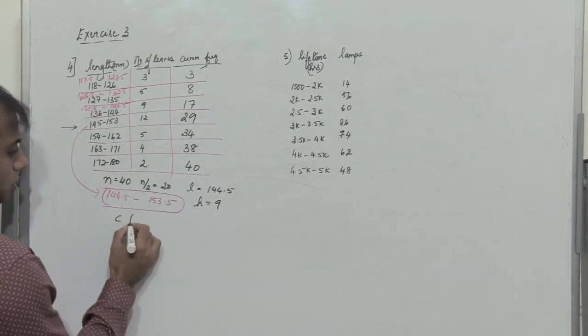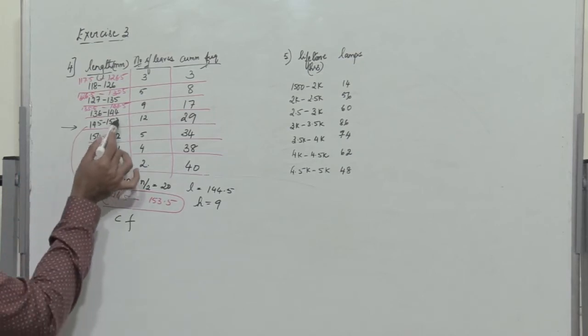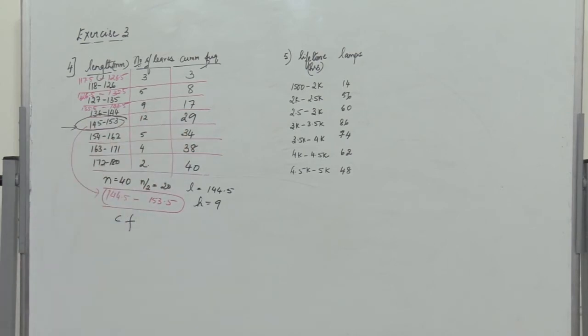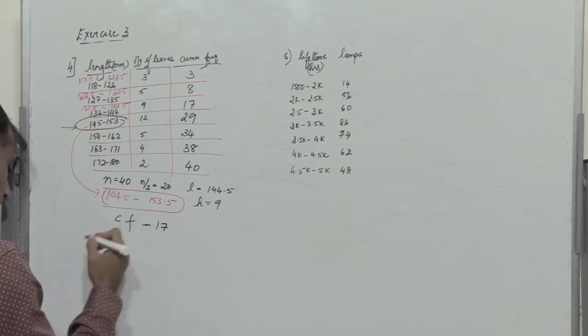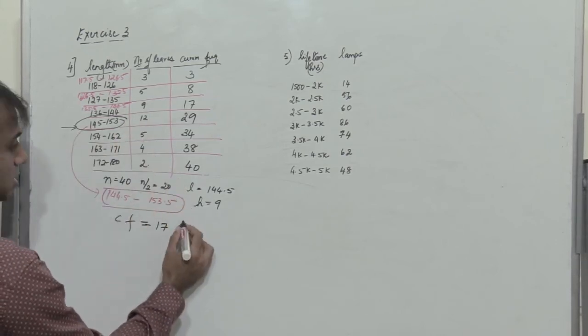Okay. Now I need to find the cumulative frequency of the preceding class. So this is the class interval we are considering, isn't it? So the cumulative frequency of the preceding class is 17. So CF is 17 and the frequency of the median class is 12.